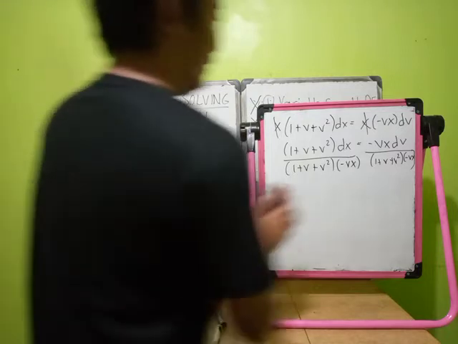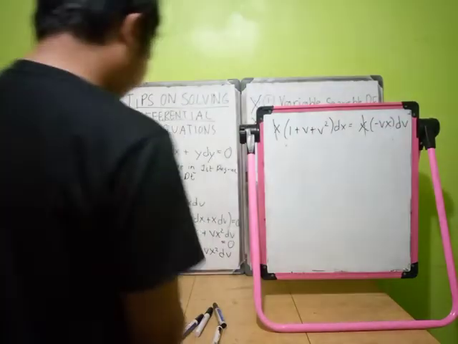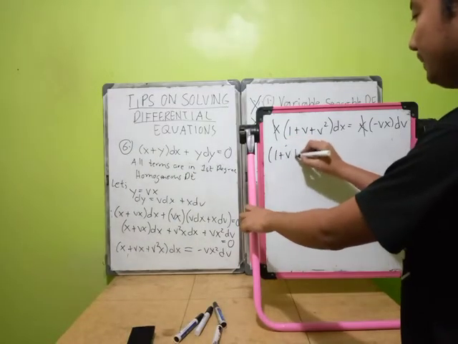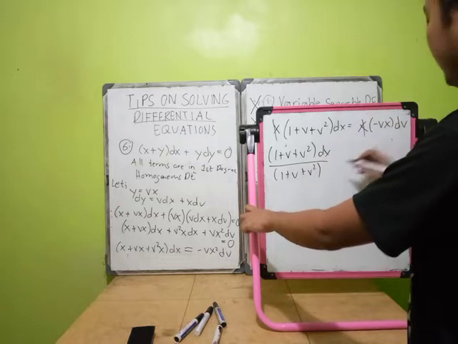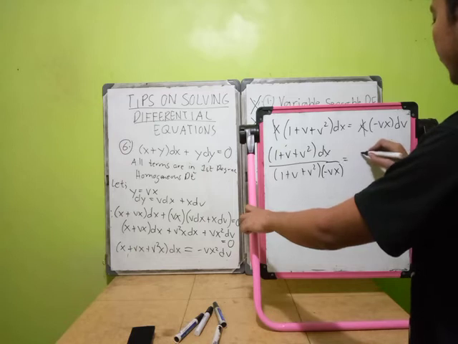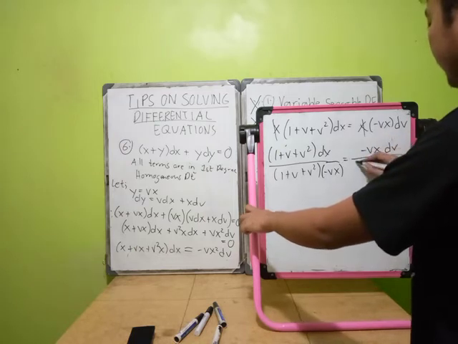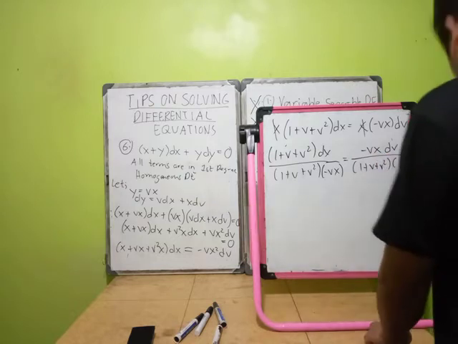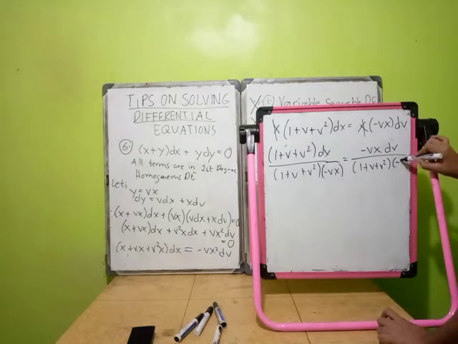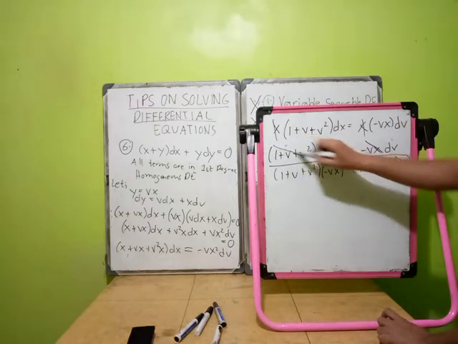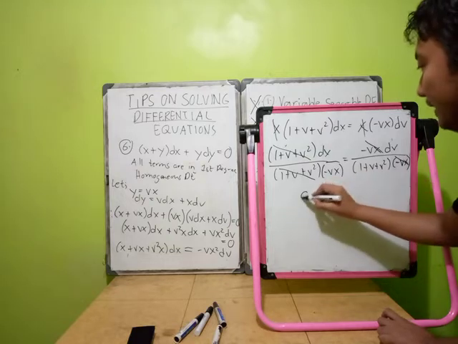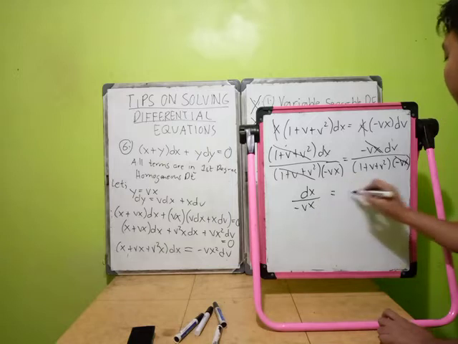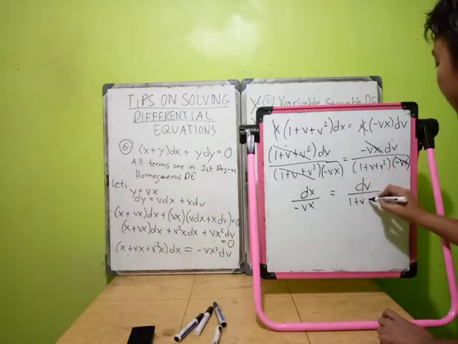Okay. So, uulitin ko lang para mas malinaw kasi medyo nawala yung space doon sa kabila. So, 1 plus v squared dx, i-divide ko kay 1 plus v squared. Ito din, negative vx is equal to negative vx dv over 1 plus v squared multiplied by negative vx, para matanggal itong negative vx dito. Ang mangyayari, magiging dx over negative vx is equal to dv over 1 plus v squared.